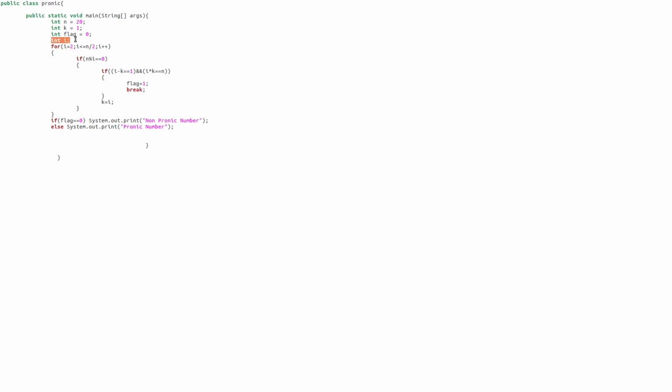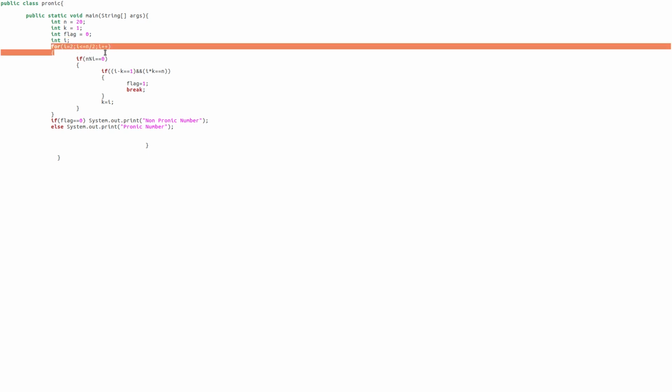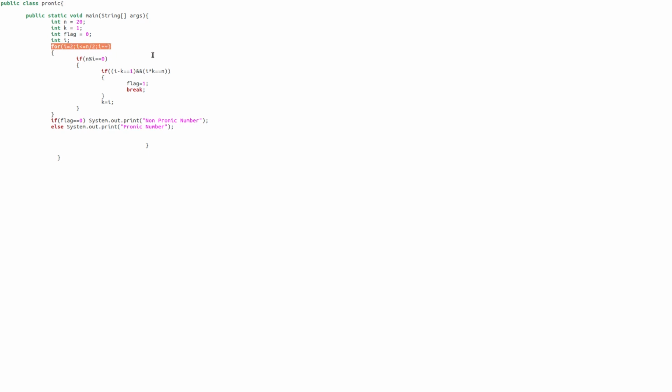So let's understand what our for loop is doing here. For i equal to 2, i less than or equal to n by 2, i plus plus. This loop has been written to find the factors of the number n. It starts from the value 2. Why 2? Because everybody knows that 1 is always a factor. So we start with the value 2, and the limit is i less than or equal to n by 2.